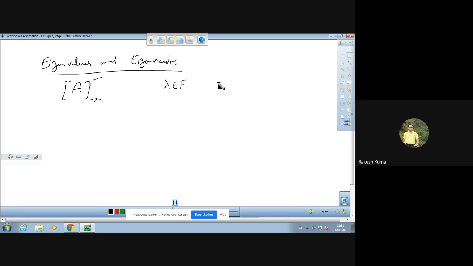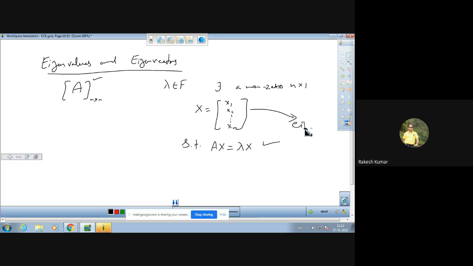and only if there exists a non-zero n by 1 column matrix X which has elements x1, x2, so on, xn, such that this will satisfy the equation AX = lambda X. So the non-zero column matrix X is said to be an eigenvector of the square matrix A corresponding to the eigenvalue lambda. So this is the meaning or definition of eigenvalue.